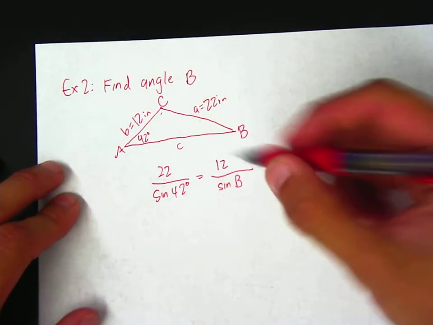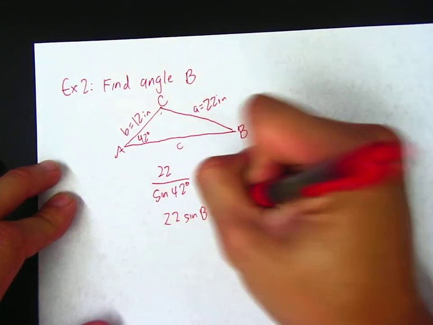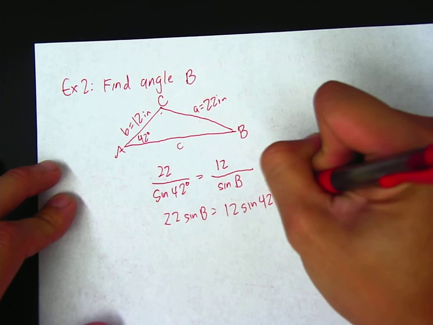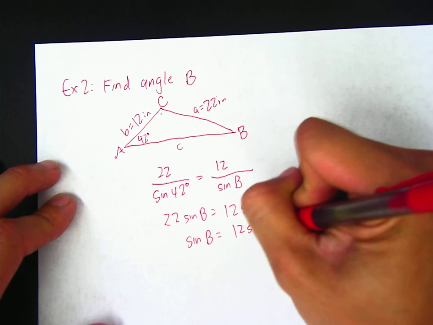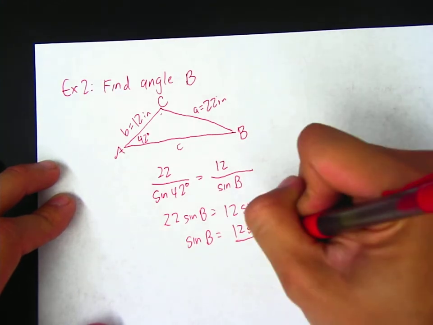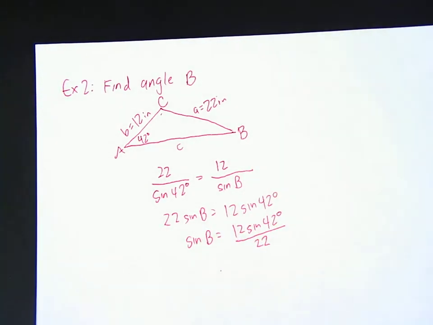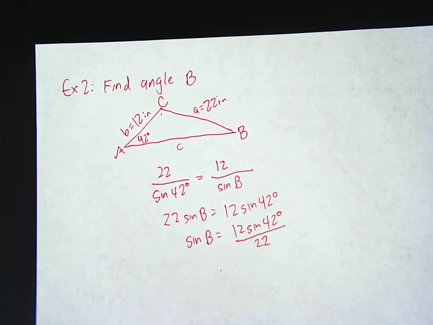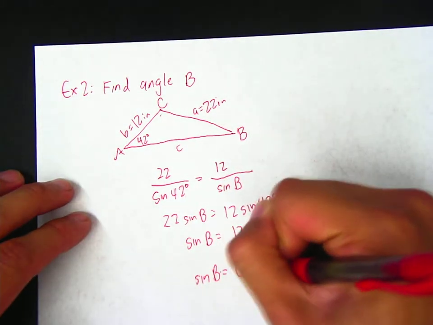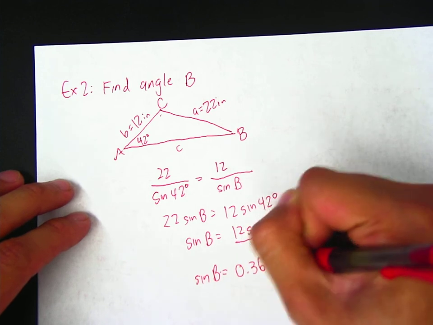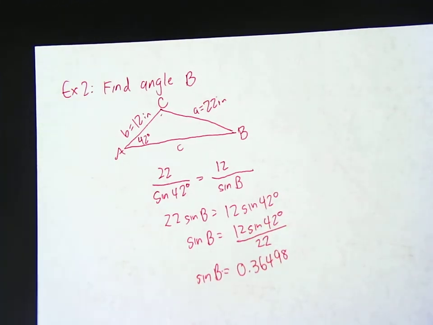Okay, so I'm going to, again, cross multiply. So I'll have 22 sine B equals 12 sine of 42 degrees. Divide by 22, so sine of B equals 12 sine of 42 degrees over 22. Okay, so let's put that in our calculators just to figure out what that is. So sine of 42 is 0.669. Try that. I'm going to multiply that by 12, and then divide that by 22. So sine of B equals 0.36498. I'm using a little more for accuracy.